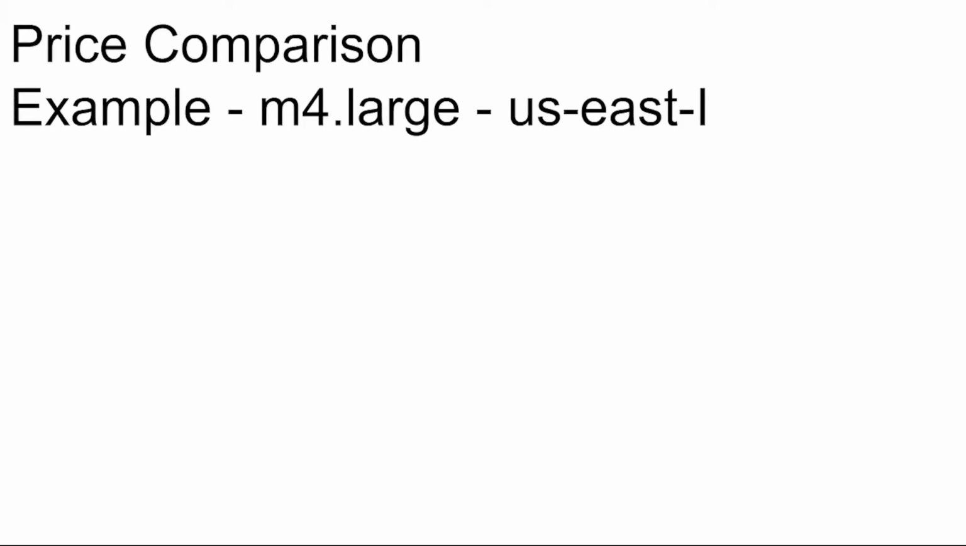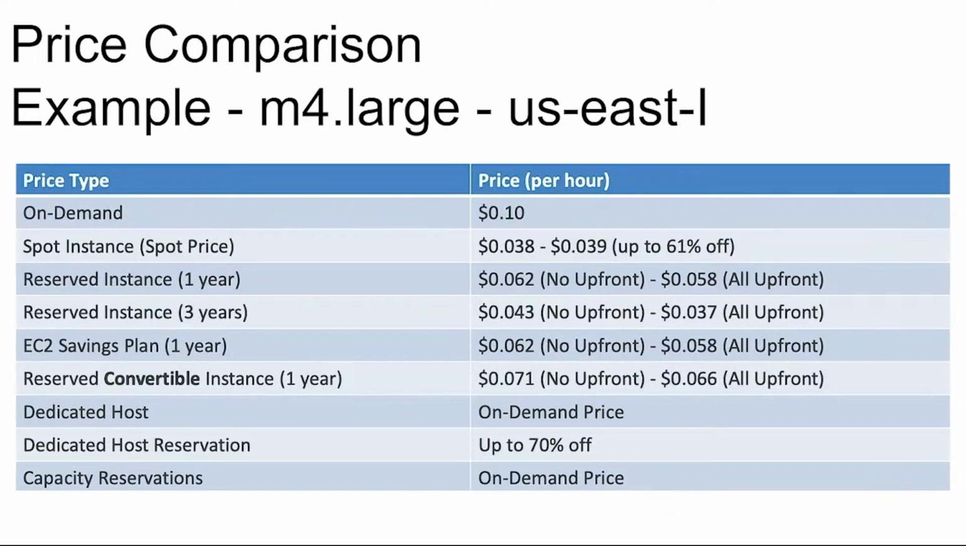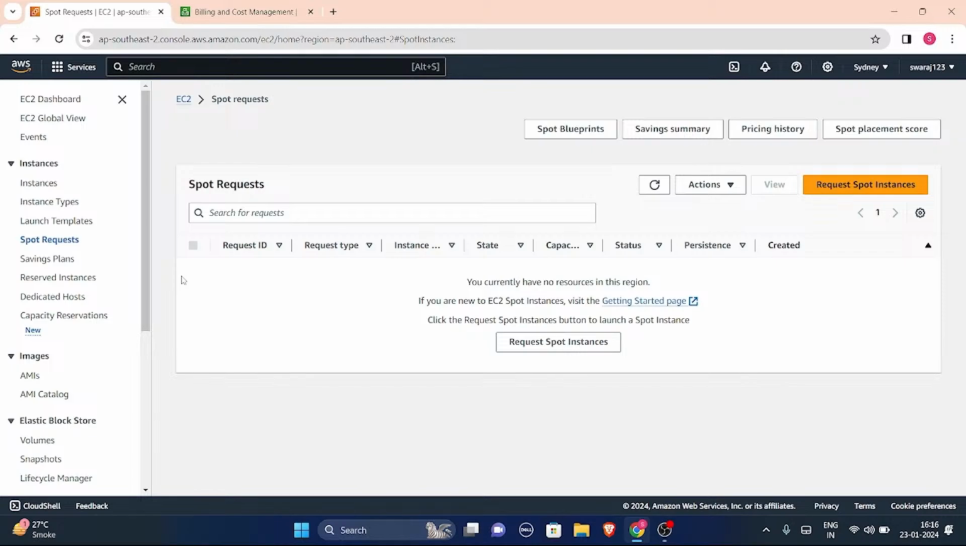Next is price comparison. Suppose I have taken the example of m4.large in US East 1. These are the price types and these are the prices per hour. Suppose on-demand is $0.10. Spot instances give you much more discount than on-demand, and all other billing options give you much discount too. Dedicated hosts and capacity reservations give you the on-demand price only. We will see spot requests, savings plans, reserved instances, dedicated hosts, and capacity reservations. We will talk about all these things.